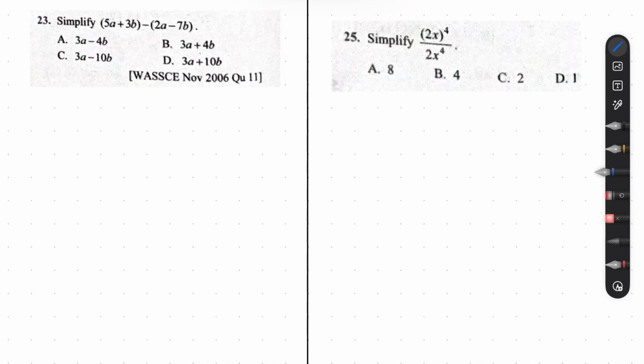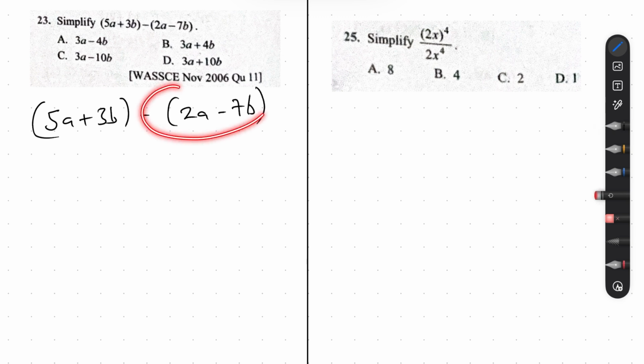Question number 23 says, simplify 5a plus 3b minus, into bracket, 2a minus 7b. Very simple, right? We just need to expand these brackets, then we subtract everything and simplify it. Now, this is a minus sign. So when we want to open this bracket, you have to be very careful because the minus will affect this and it will also affect this. This minus here affects this and it affects this. So you have to be careful.